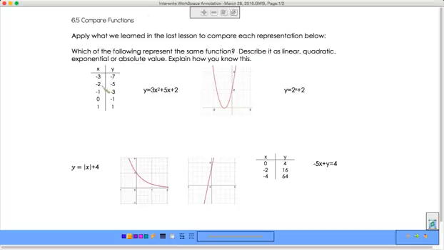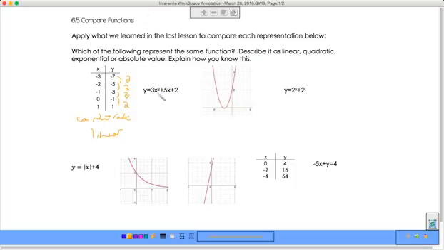Okay, so looking at this first one here, making our tables to go from -7 to -5, -5 to -3, -3 to -1. That's up 2 each time. So because it's changing at a constant rate, we know that means it's linear. So that's a straight line.